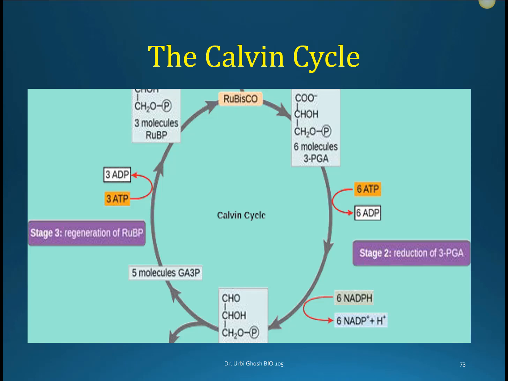But each turn takes 2 glyceraldehyde 3-phosphates. Thus 3 turns takes 6 glyceraldehyde 3-phosphates. 1 is exported while the remaining 5 glyceraldehyde 3-phosphate molecules remain in the cycle and are used to regenerate RuBP, which enables the system to prepare for more carbon dioxide to be fixed. 3 more molecules of ATP are used in this regeneration reaction.